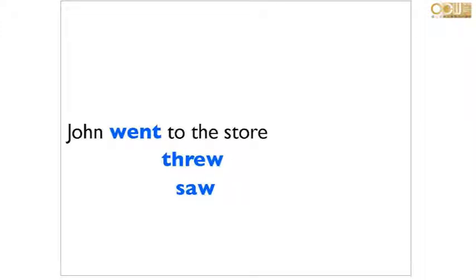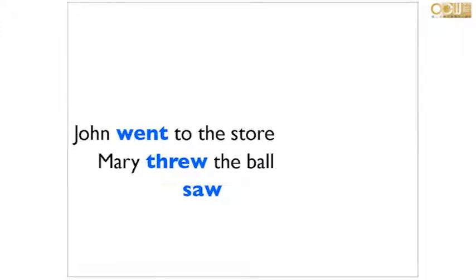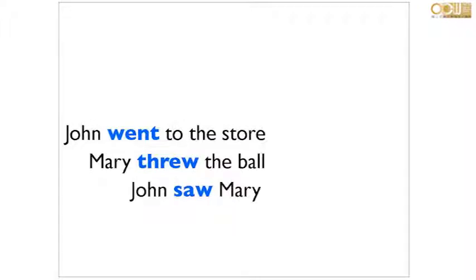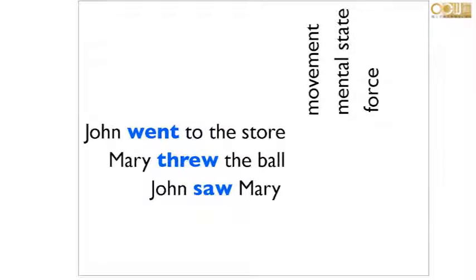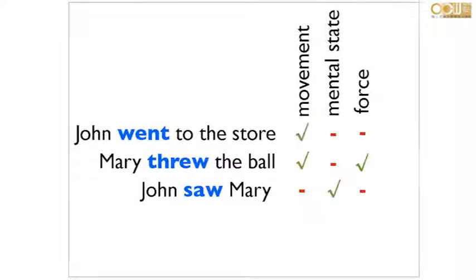So anyway, we're going through a lot of verbs, so verbs like went and threw and saw, as in John went to the store, Mary threw the ball, and John saw Mary. And we're interested in whether each of these verbs describes, for instance, movement, or a mental state, or the use of force, so actually pushing on something. And for instance, John went to the store does involve movement. Mary threw the ball involves movement. The ball actually moves. John saw Mary does not.